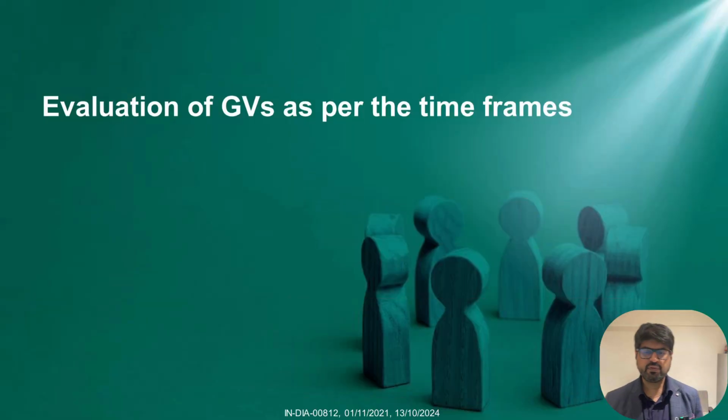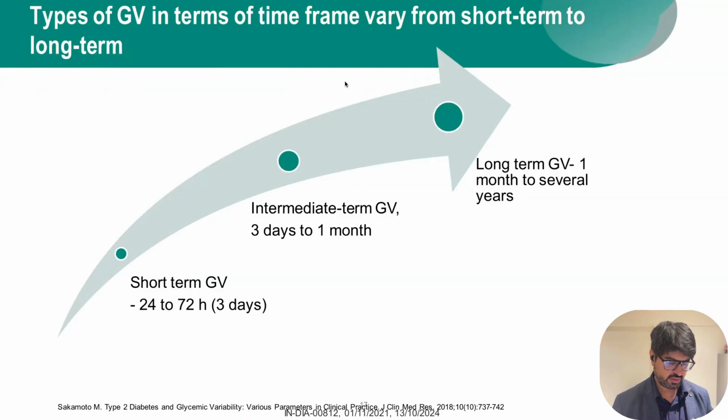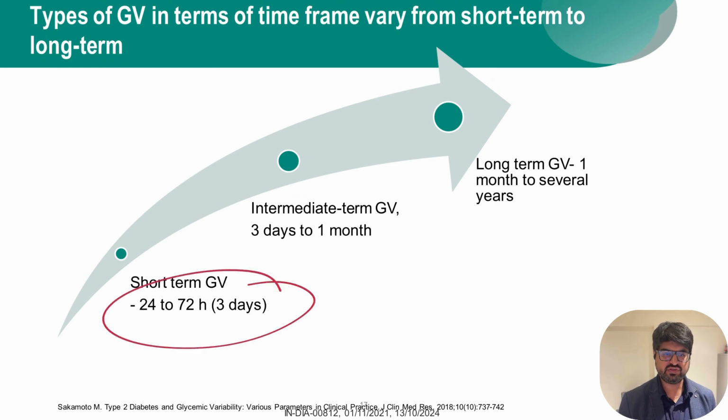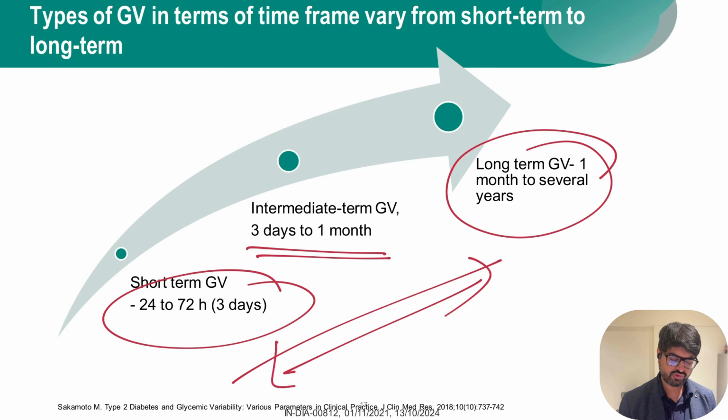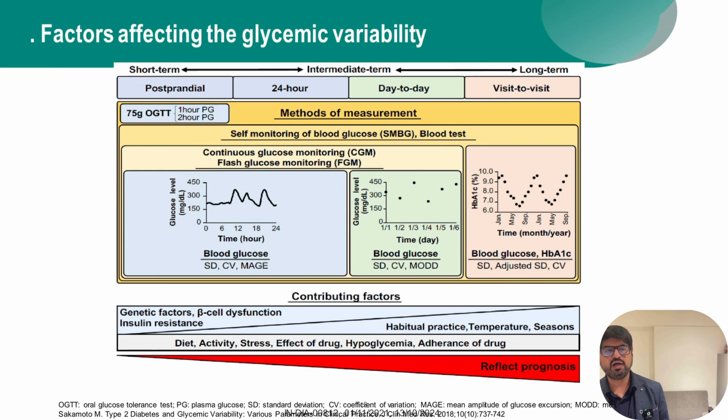Now, how do you evaluate glycemic variability, and how do you evaluate in terms of the time frames? As we discussed, glycemic variability could be short term, intermediate term, and long term. When you talk about short term glycemic variability, we are talking about days, within a few days, up to 3 days. Intermediate glycemic variability is 3 days to 1 month, and long term is basically several months. All of these types of variability contribute to the complications that we discussed. Okay. So how do you assess for glycemic variability? We'll come to this.